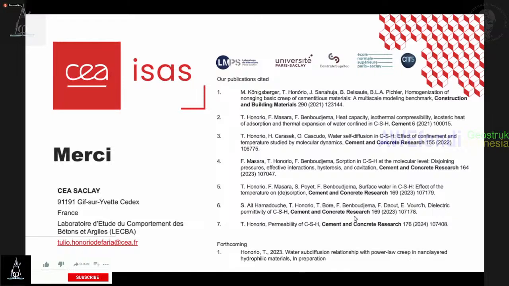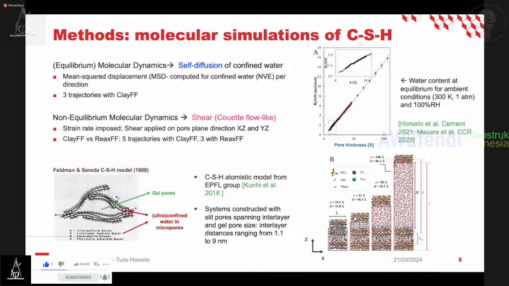Thank you so much for your wonderful presentation, and it's very amazing to hear about the simulation from the molecular scale. So my question is about CSH. If we add SCMs, the composition may change, like C-S-A-H, if we add silica and aluminum. How does it affect the creep of CSH, and how can we simulate or understand it from the molecular scale?